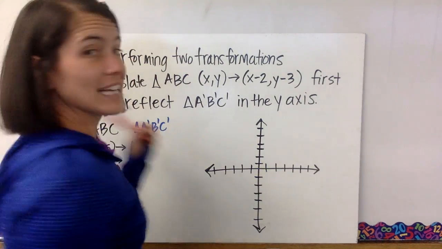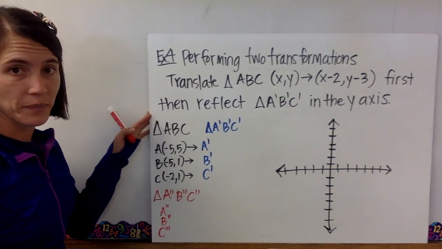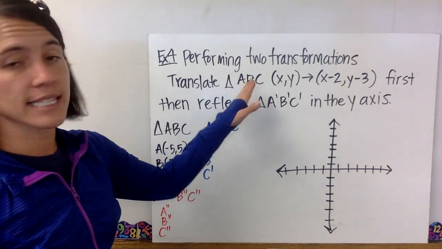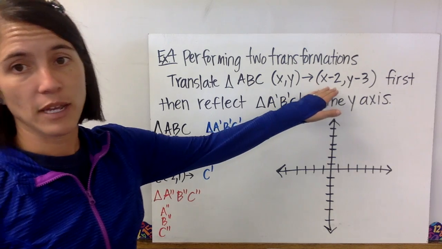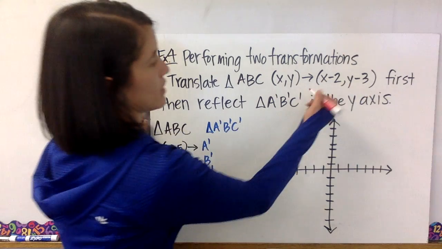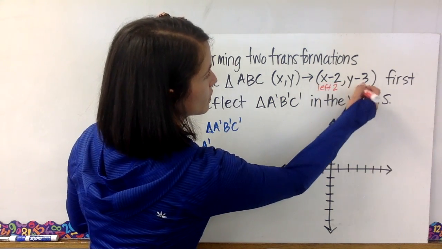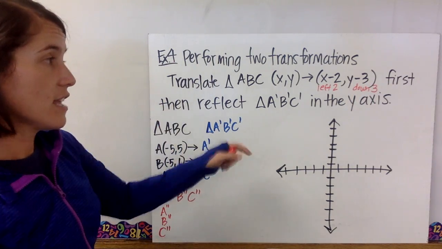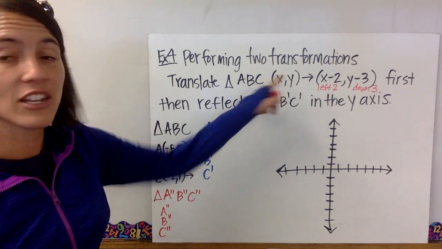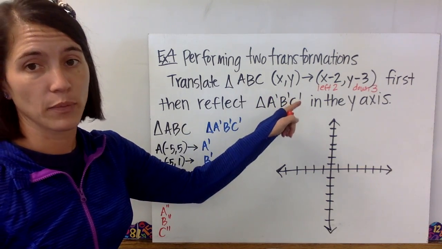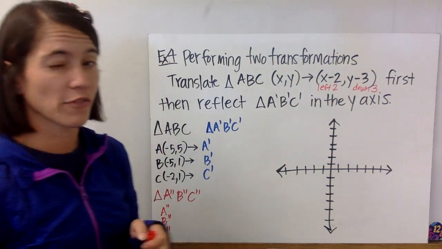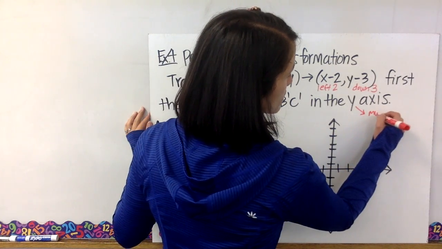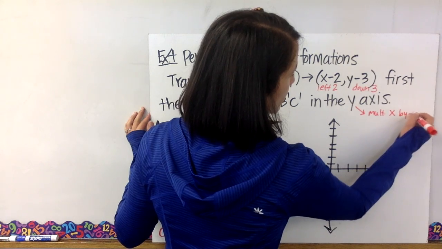All right, last example. This one is a doozy. Performing 2 transformations. Translate triangle ABC, this translation, x minus 2, y minus 3. So that means left 2 and down 3. So you do that one first. And then you're going to reflect that new triangle, A prime, B prime, C prime, in the y-axis, which we went over in reflections. If you're reflecting in the y-axis, then you're going to multiply the x by negative 1.